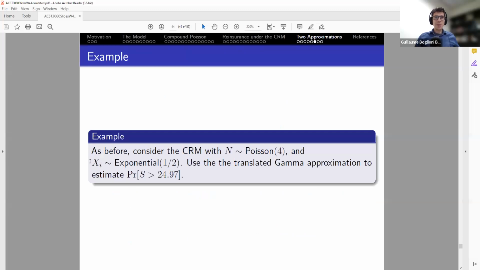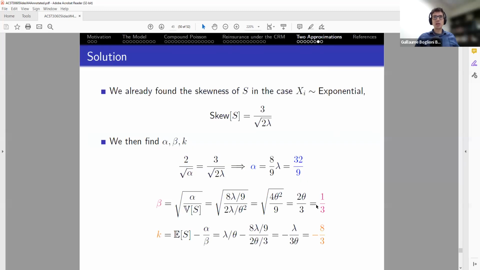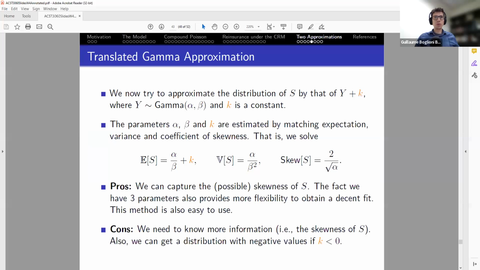Okay, let's do the example. Let's do exactly the same example, the compound model we had before, but now let's just use a translated gamma to find the exact same number, and let's see if we have a better approximation. So again, we match the moments. We just need to solve those equations, meaning we need to find the alpha, the beta, and the K.